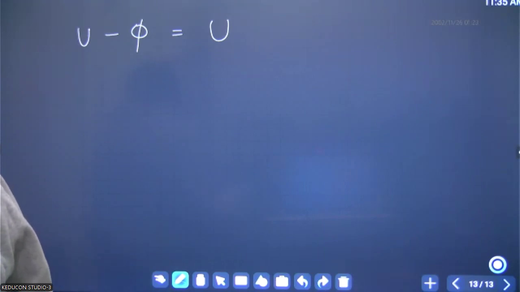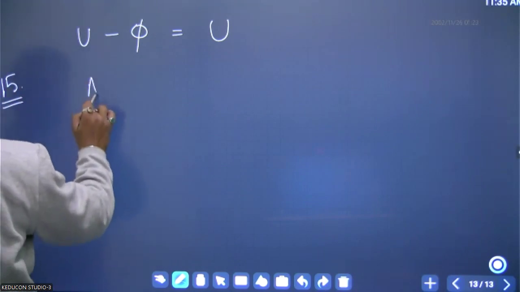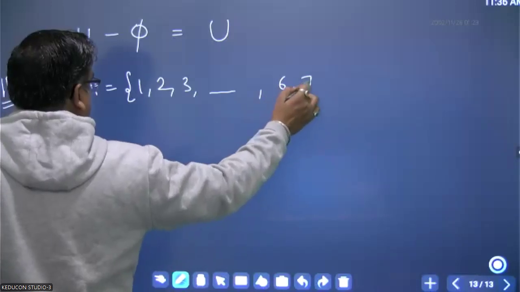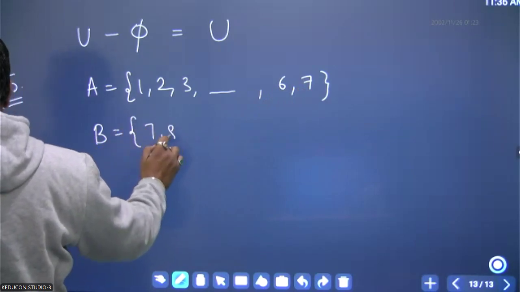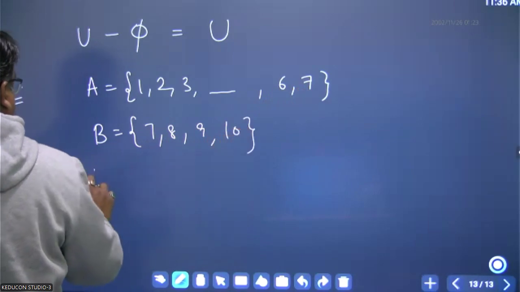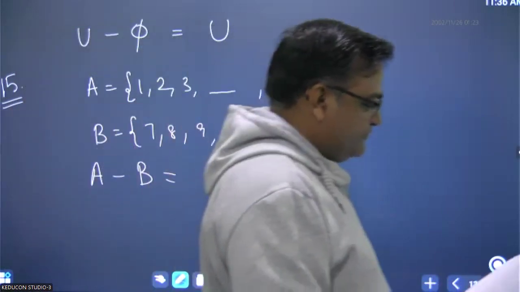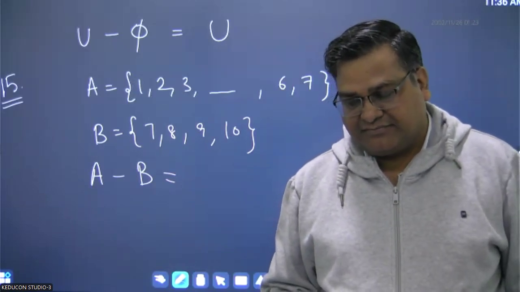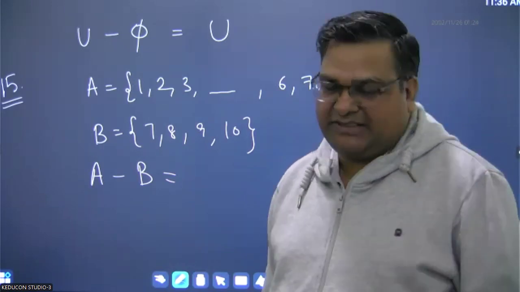Come to the next question, question number 15. If A is 1, 2, 3, 4, 5, 6, 7, right? B is 7, 8, 9, 10. Then what will be A minus B? Yes, students, what will be A minus B? Please tell me the right answer. Please do it and tell me the answer.